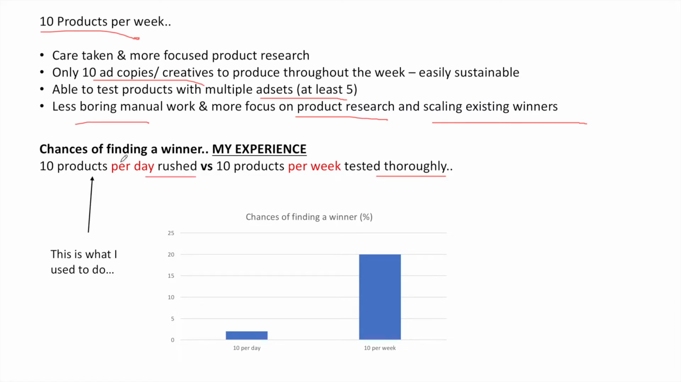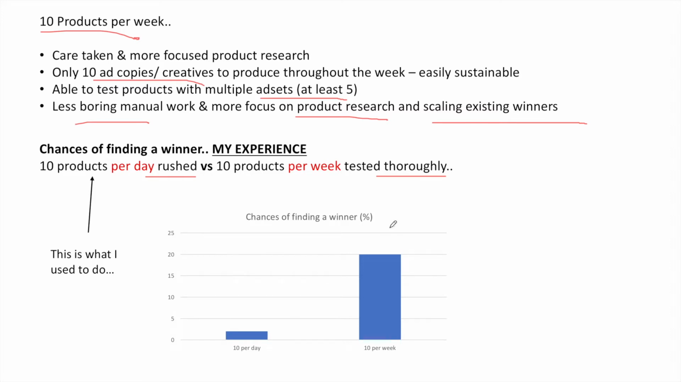So if you do this, I'd say your chances of finding a winning product that you can scale and actually make good money with is probably about 2% if you're doing 10 per day. Whereas if you're doing 10 per week and you're doing things properly and thoroughly, your chances are at least 20% of finding a winning product.